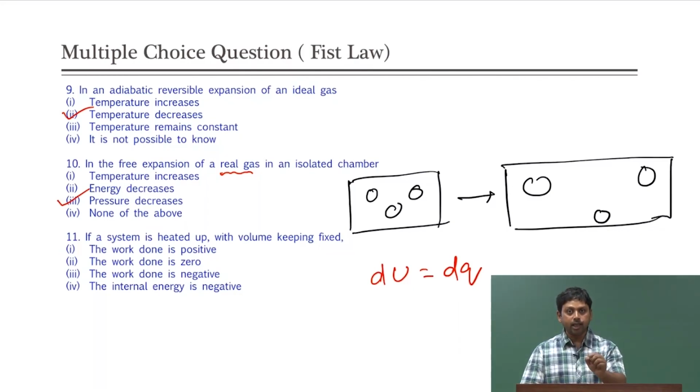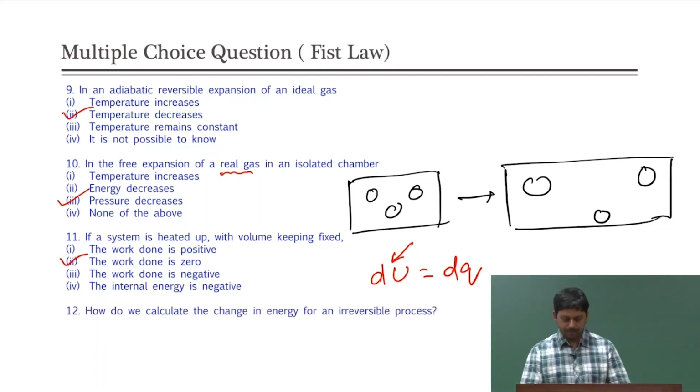And is dq positive? Yes, because we are heating up the system, we are putting heat into the system. So, therefore, your internal energy has to increase. So, "change in energy is negative" is wrong, because it will be positive. "Work done is negative": we have already discussed that if volume is fixed, then there is no work done. The work done is 0 is the right answer, therefore, and "work done is positive" again is wrong.